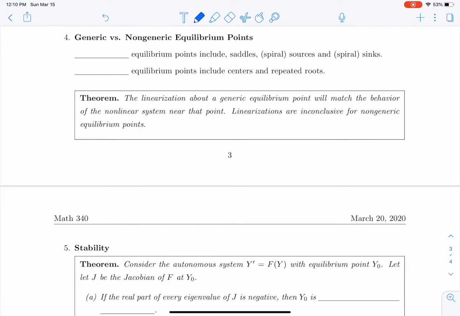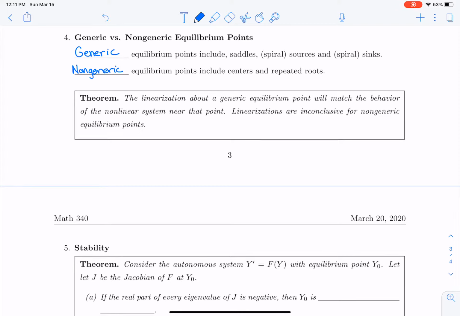So to continue our work in understanding nonlinear systems and equilibria of nonlinear systems, I want to talk about generic and non-generic equilibrium points. Generic equilibrium points are things like saddles, spiral sources, spiral sinks, and nodal sinks. Those are called generic equilibrium points. Non-generic equilibrium points are going to be centers and repeated roots.